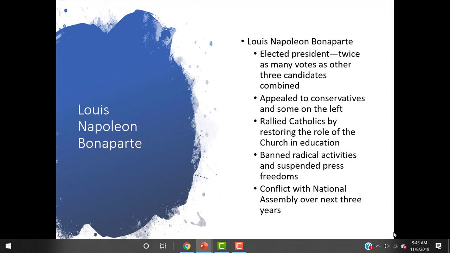Louis Napoleon Bonaparte was elected twice. And of course, this is not the same one. He had twice as many votes as the other three candidates combined, and it was the name that drew the vote. But he did appeal to conservatives and some on the left. He was going to rally Catholics by restoring the role of the Catholic Church in education. And he's going to ban radical activities and suspend the press freedoms for a while, with the excuse it's just for a while. Of course, there would be conflict with the National Assembly over the next 3 years of his rule or reign, or however you want to describe it.